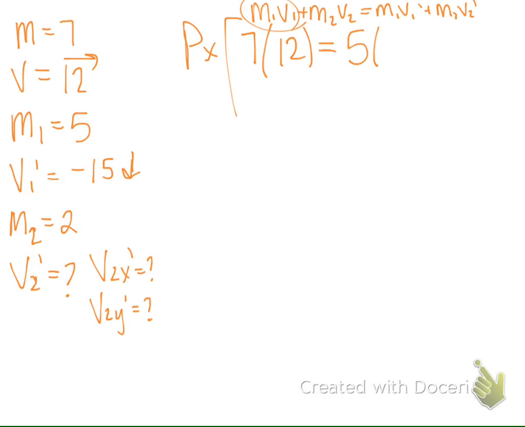Okay, so this is m1. What's our v1 prime in the x direction? 0. Wait, no, in the x direction, it's 0. Exactly. In the x direction, it's 0. When we move on to the y, then we'll get to plug in our 15. Okay? So then our 2 kilogram object, we're going to be solving for v sub 2x prime.